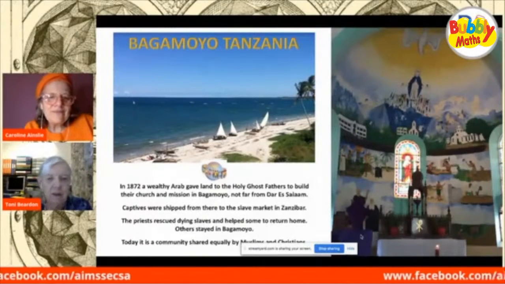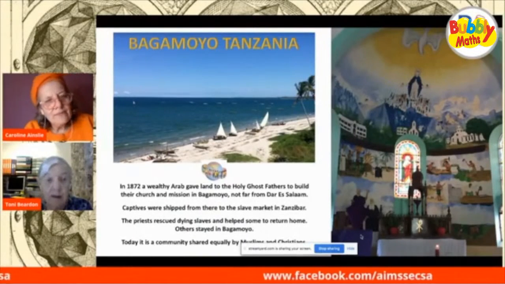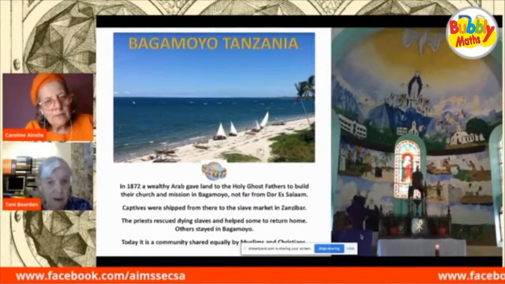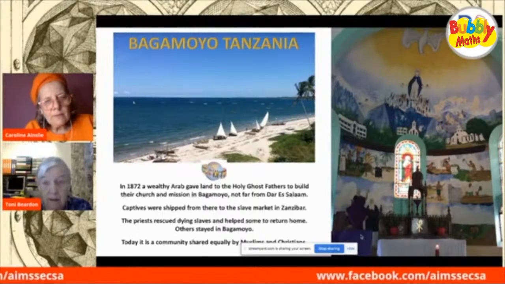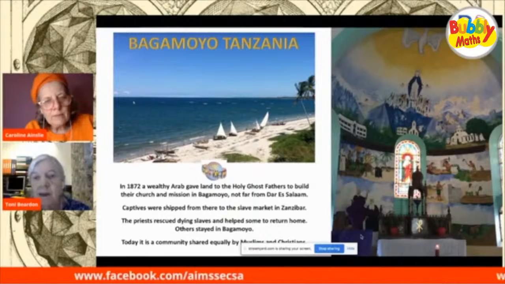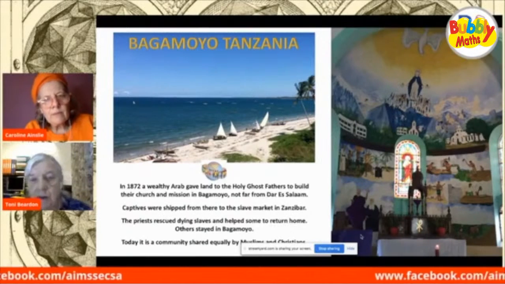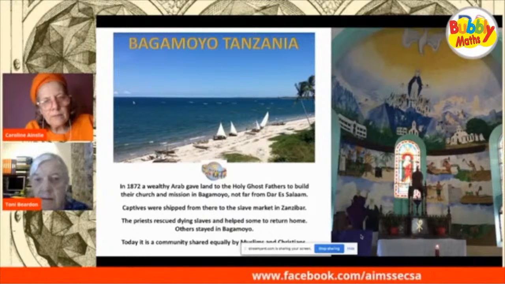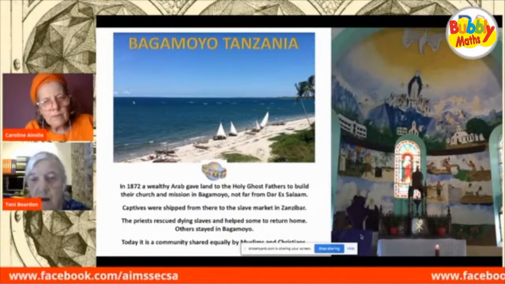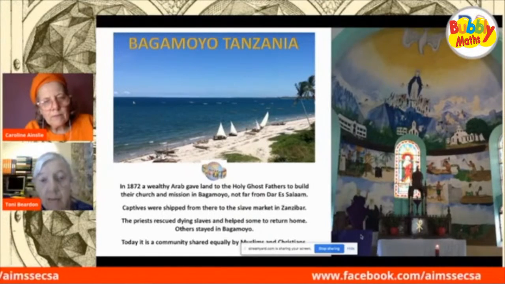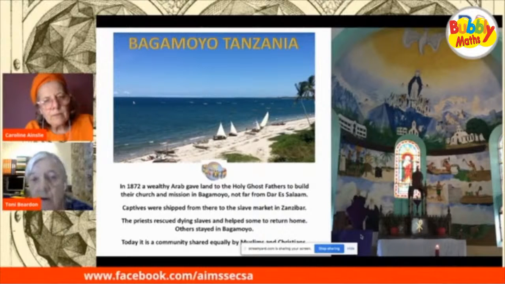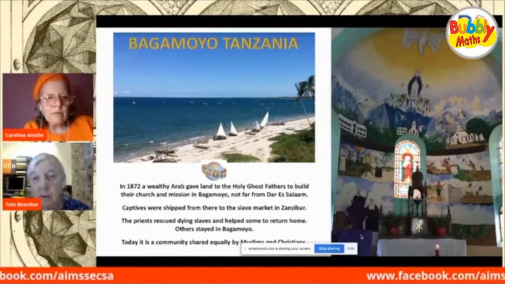In the 1870s, a wealthy Arab who was Muslim gave some land to the Catholic Holy Ghost Fathers to build their church and mission in Bagamoyo, and it's still there. And that's a picture of it on the right. And you see all the history there on the paintings behind the high altar. You can see on the left-hand side the people, the slaves carrying heavy loads, including ivory, and they were captured and brought to the coast, and then from Bagamoyo they crossed to Zanzibar and were sold in the slave market.